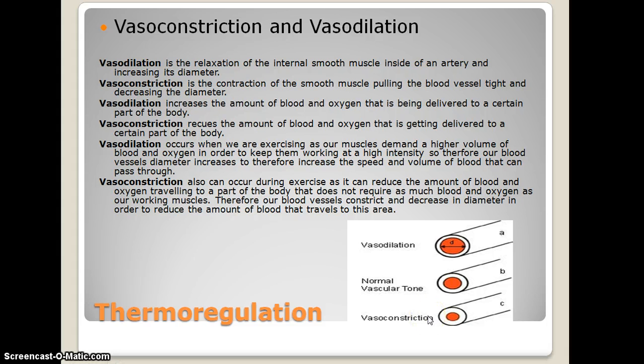So an example again would be if you're running, you wouldn't want as much blood and oxygen delivered to your intestines and stomach as you would in the legs, so the artery would contract, allowing less blood to pass through, and therefore increasing the amount of blood travelling towards the legs and the amount of oxygen that's going to the legs to allow our body to work at a higher intensity for a longer period of time.